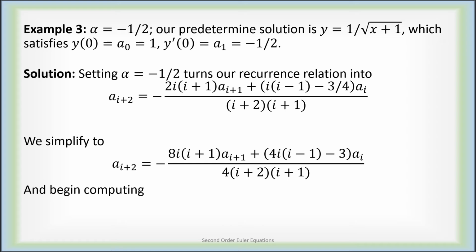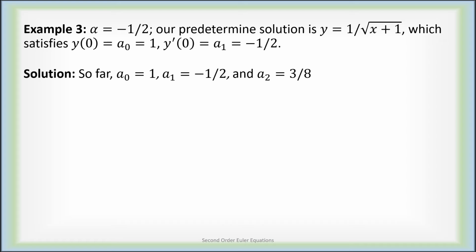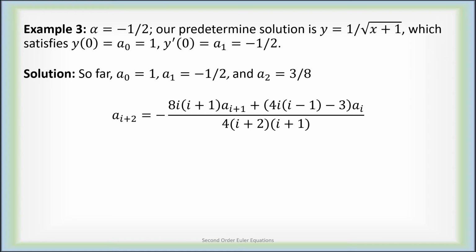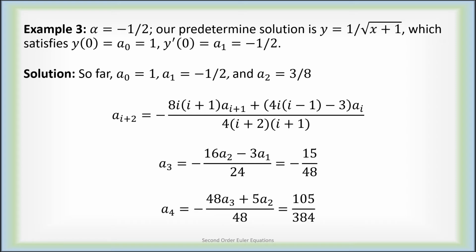And now I just start computing successive a sub i's. We know that a sub 0 is 1. And we know that a sub 1 is minus 1/2, and now I can just start computing. A sub 2, for example, works out to be positive 3/8. So now we have a sub 0 is 1, a sub 1 is minus 1/2, a sub 2 is positive 3/8. Continuing to use the recursive formula, we're going to get that a sub 3 is minus 15/48. A sub 4 is positive 105/384.